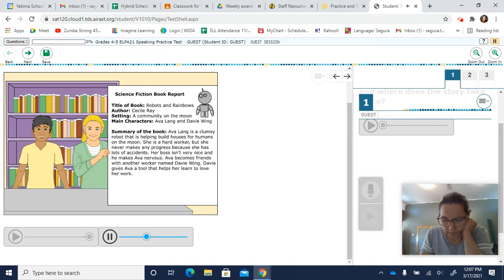The summary of the book is Ava Lang is a clumsy robot that is helping build houses for humans on the moon. She is a hard worker, but she never makes any progress because she has lots of accidents. Her boss isn't very nice, and he makes Ava nervous. Ava becomes friends with another worker named Davy Wing. Davy gives Ava a tool that helps her learn to love her work.